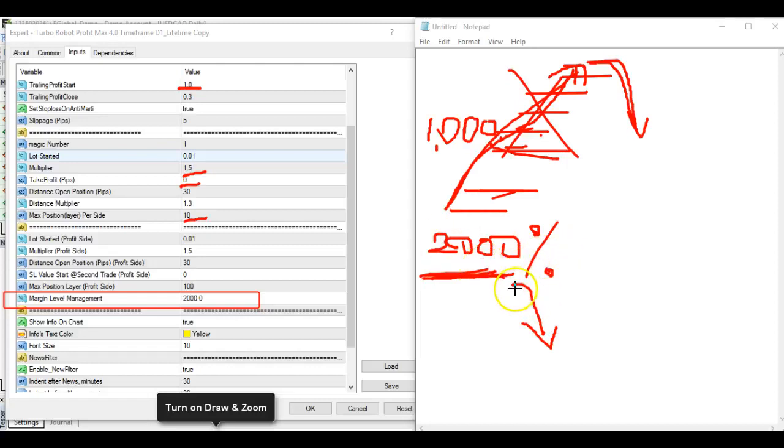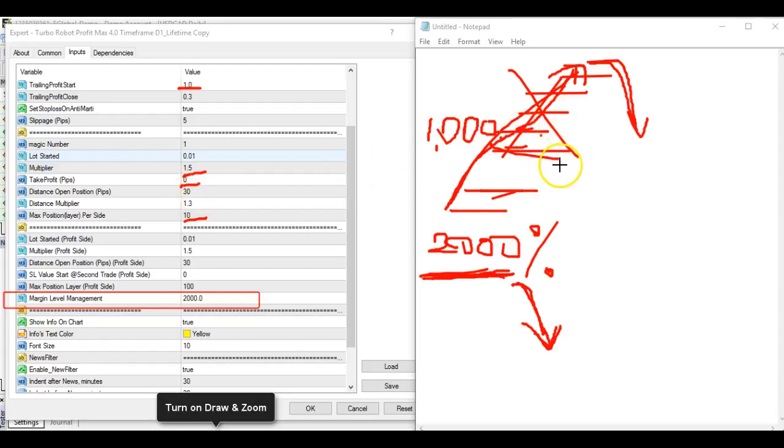So the good thing here is that the margin level management will control you. It will not open more trades than this. If let's say your account is lower than this, then it will stop the trade. It will not close the trade. It will stop opening new trades.